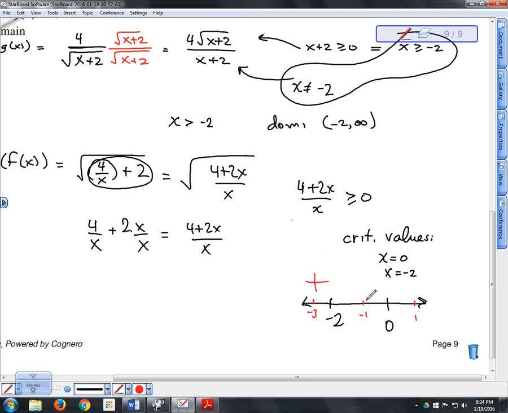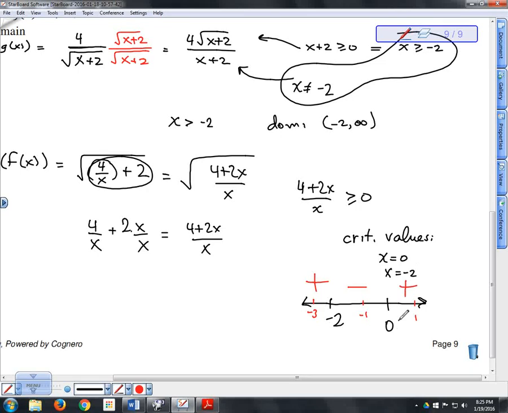Now if I test negative 1 for both x's, 2 times negative 1 is negative 2. 4 plus negative 2 is 2. So I have a 2 on the top. On the bottom I have a negative 1. 2 divided by negative 1 is a negative number. So this is the interval that represents negative, not because these numbers are negative, but because once I plug them into the expression, they come out to be negative. Over here, if I test a test value of 1, 2 times 1 is 2, 2 plus 4 is 6, so I've got 6 over 1, which is a positive number, so that would be a positive region.